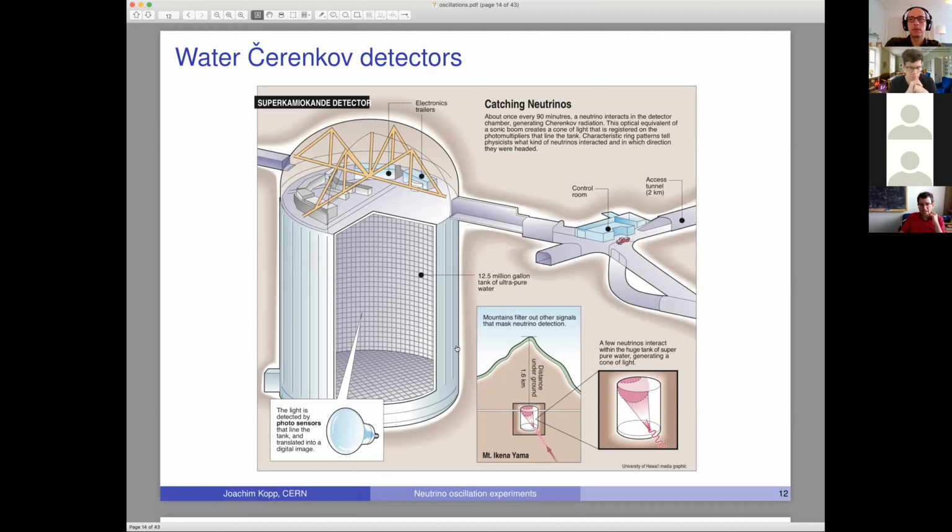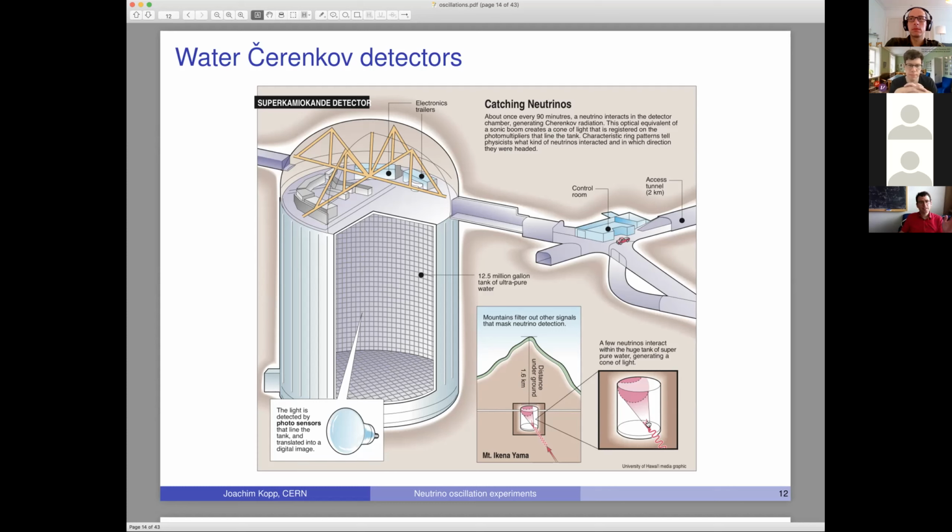So the basic detection principle is that a neutrino comes in, interacts, produces a secondary particle, for instance, an electron or a muon, and that particle is traveling through the water faster than the speed of light. That's possible because remember that the speed of light in water is smaller than the speed of light in vacuum, by about 30% or so, I think.